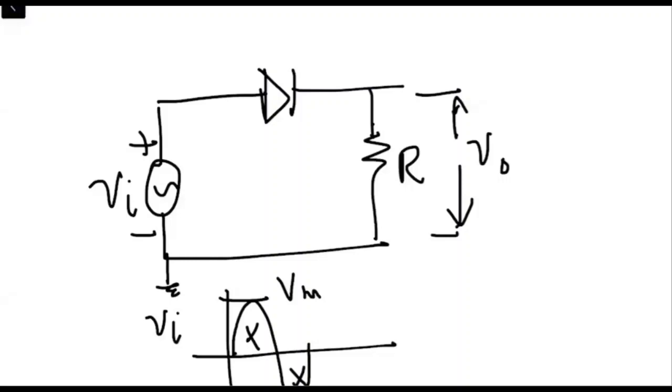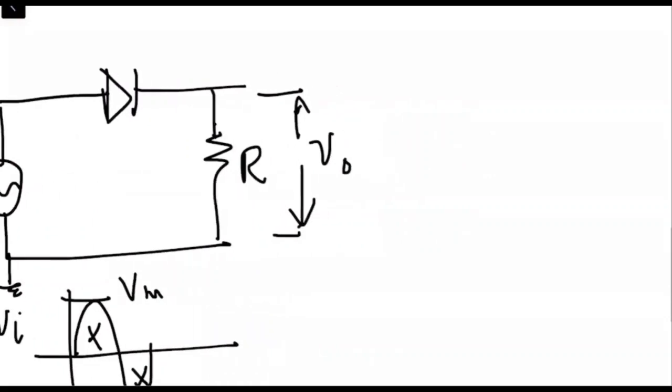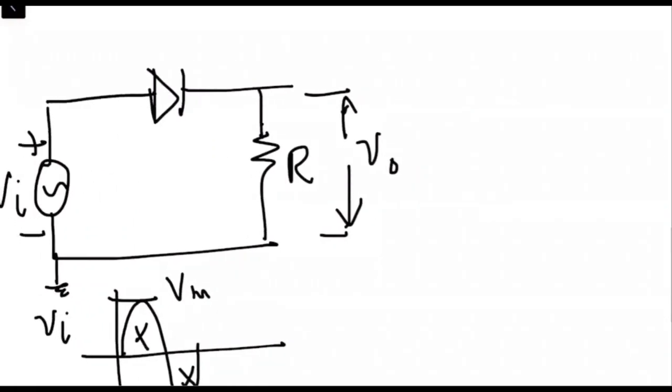So when we consider the diode as an ideal diode, this means that when the positive cycle comes, the diode is going to behave as a closed switch, right? And a closed switch means that what will happen to the output? Anyone? What will happen to the output?